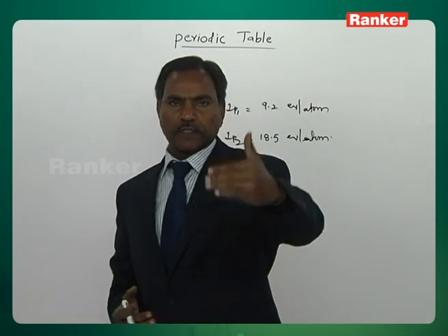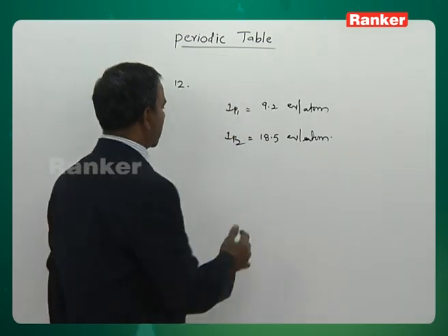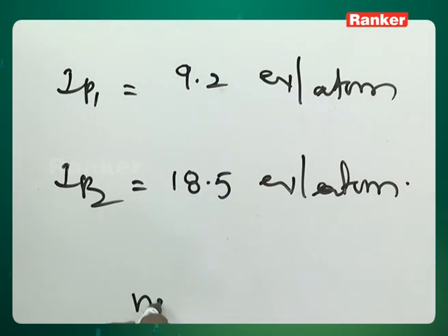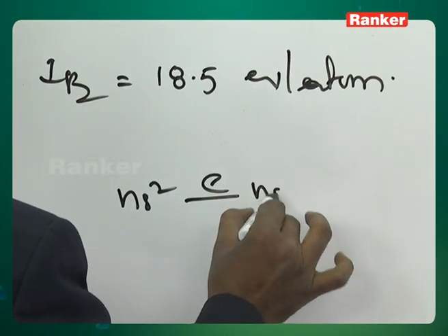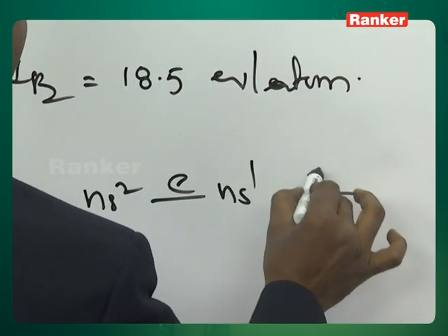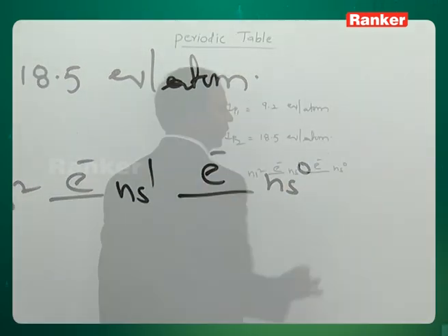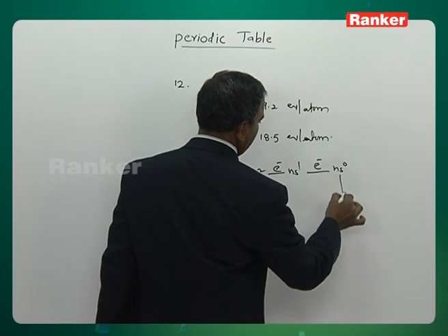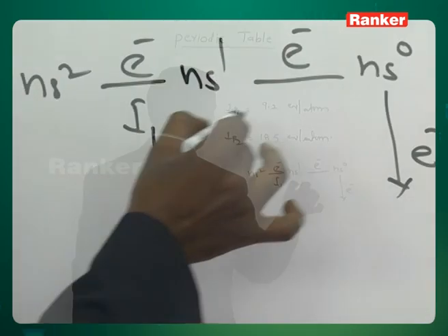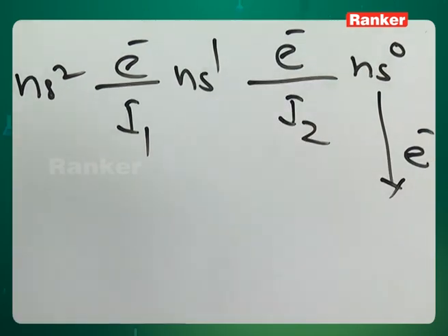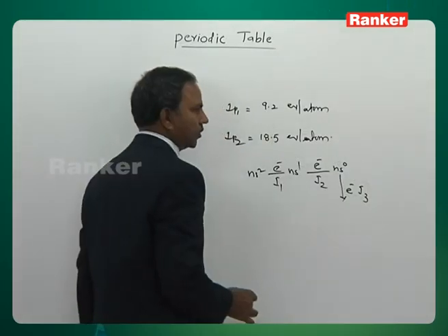Second IP to third IP, a large difference should be there for a second A group element, because the electronic configuration of a second A group element is ns2. Once you remove one electron, this is ns1. You remove the second electron, this will be ns0. Removal of an electron from this ns0 will be very difficult. This is representing IP1, this is representing IP2. Then IP3 should be very high, a large difference.